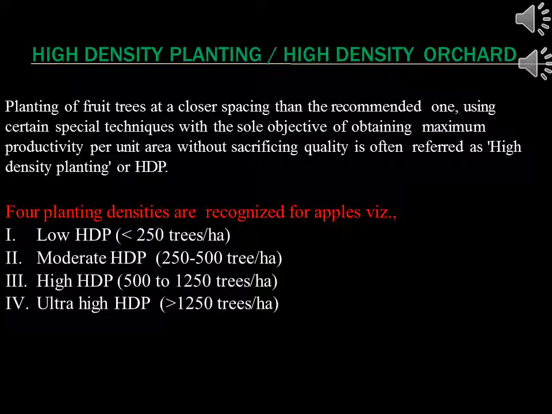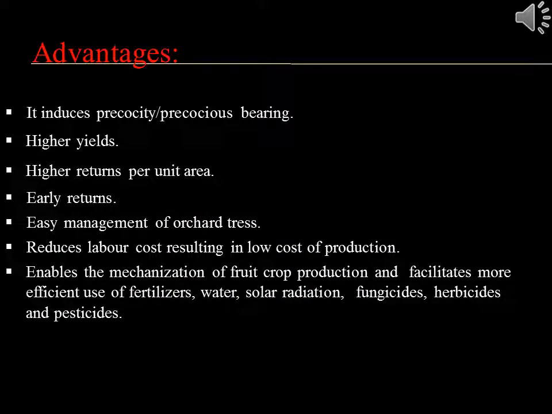Moderate high-density planting ranges from 250 to 500 per hectare. High-density planting ranges from 500 to 1250 per hectare. Ultra-high-density planting is more than 1250 per hectare. Advantages: it induces precocious bearing and higher yields.